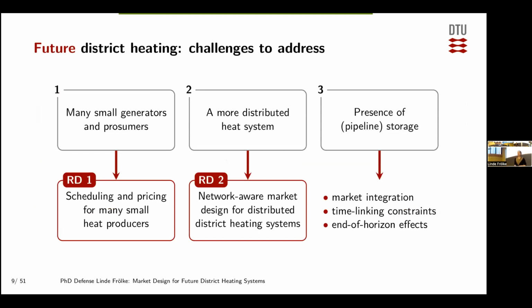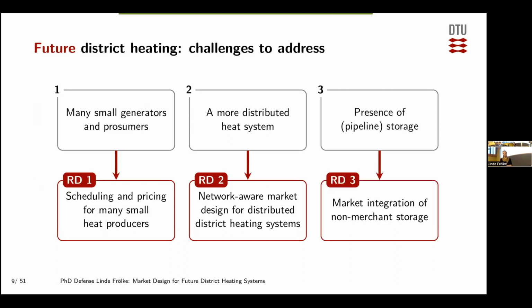The third and final challenge we observe is the presence of storage, both in dedicated devices and also in the pipelines of the heating network. There can be storage present. And this is challenging because the market integration of storage remains an open question of how this optimally is done. And the challenging part of this market integration is the time linking constraints that come with storage devices, which makes it necessary to deal with end of horizon effects. Therefore, we define as the third research direction the market integration of non-merchant storage, which I will define later on.